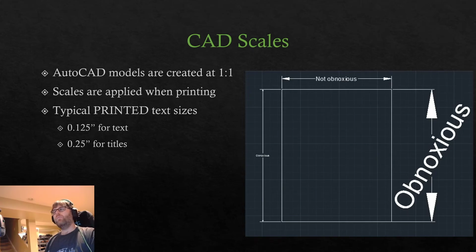CAD scales. AutoCAD models are created at a 1-to-1 scale, and scales are generally applied when printing. In terms of most sheet sets that I've seen, when you print stuff out, you typically want your text to be around 1/8 of an inch and your titles to be around 1/4 of an inch.